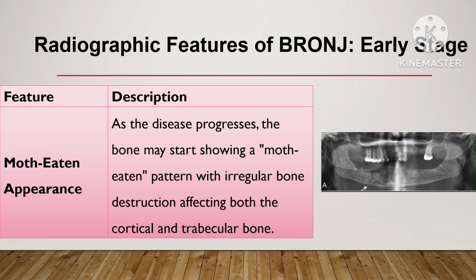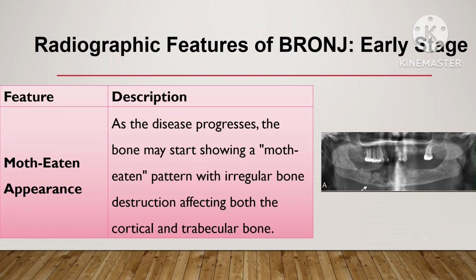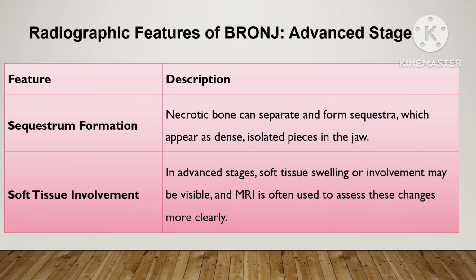As it progresses, the bone may start showing a moth-eaten appearance with irregular bone destruction affecting both the cortical and the trabecular bone. In advanced stages, the cortical bone may become eroded with areas of the jaw appearing perforated or punched out due to advancing necrosis. A periosteal reaction, which is thickening or new bone formation, may be visible. Necrotic bone can separate and form sequestra, which appear as dense isolated pieces in the jaw. And in advanced stages, soft tissue swelling or involvement may be visible.